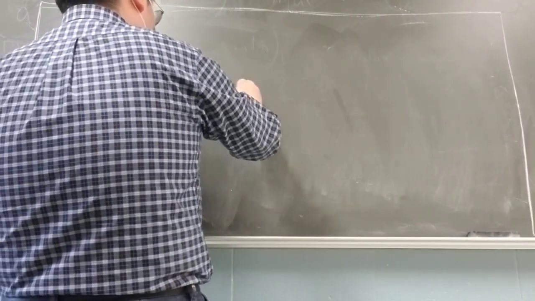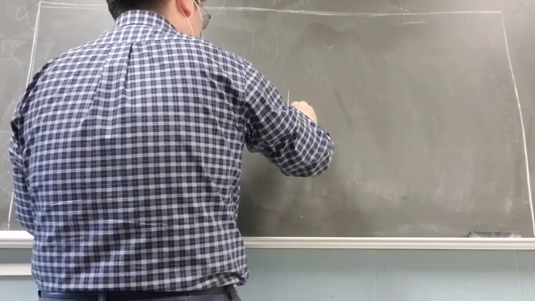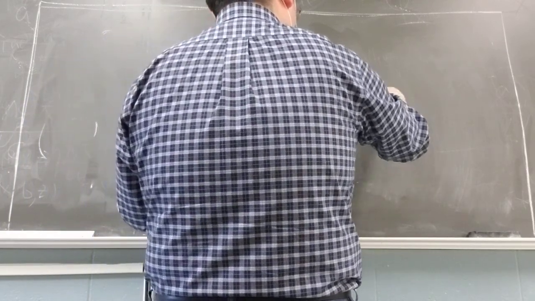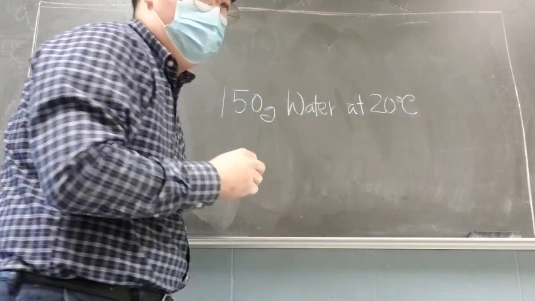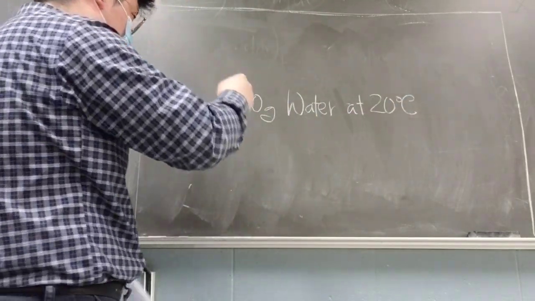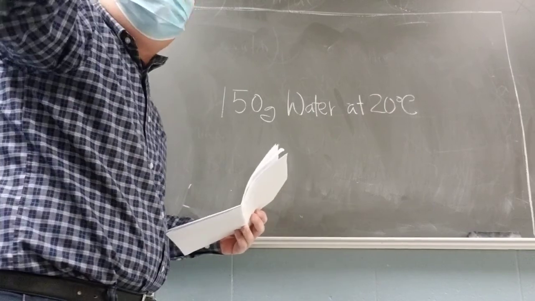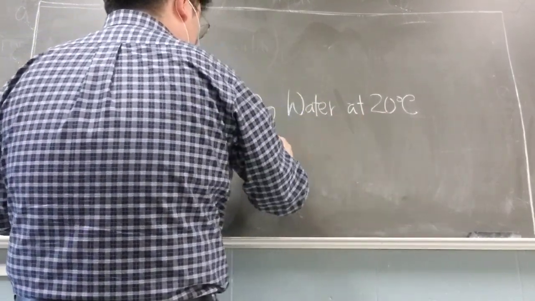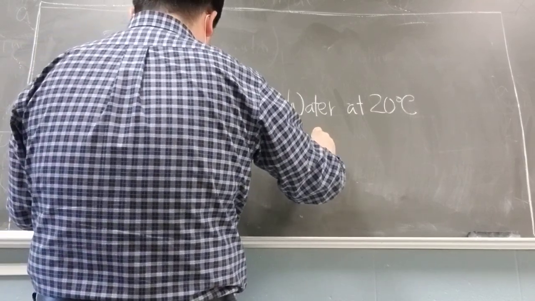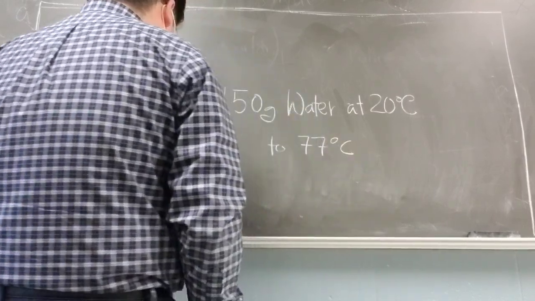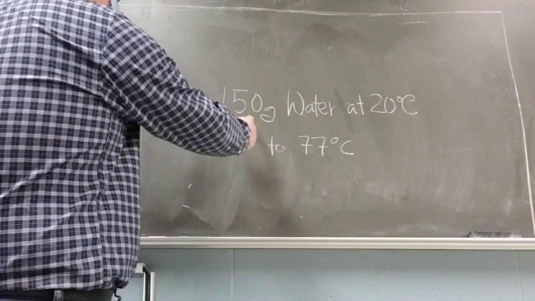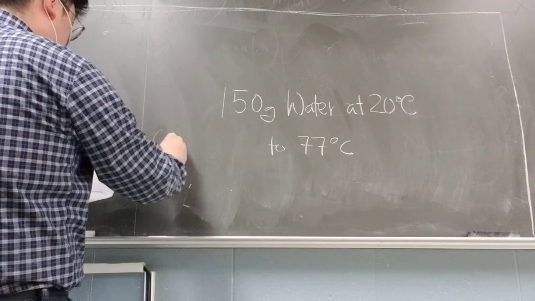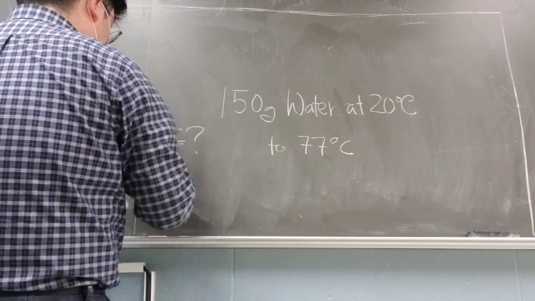So if you have 150 grams of water, initially at 20 Celsius degrees, which is room temperature. Usually 20 Celsius is room temperature, so this room should be at 20 Celsius right now too. Anyway, when I heat this water up to 77 Celsius degrees, the question is how much heat energy do you require to do so?